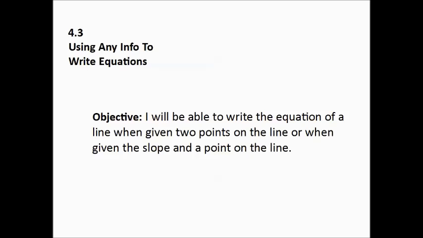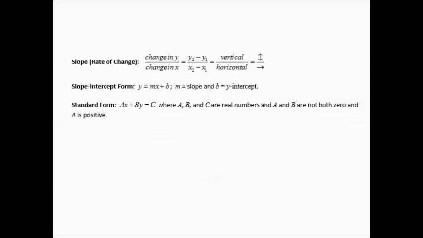In this video, we will be looking at using any information to write equations. By the end of this lesson, you should be able to write the equation of a line when given 2 points on the line or when given the slope and a point on the line. So what this means is that we may be given a variety of information and have to write the equation.